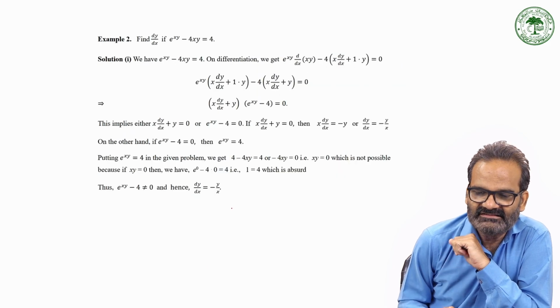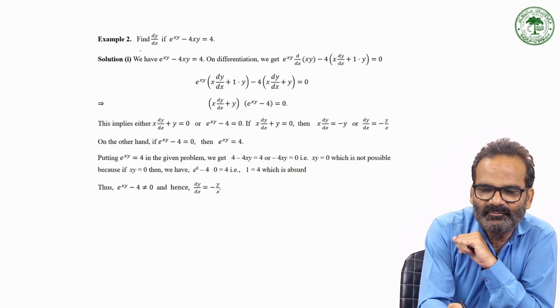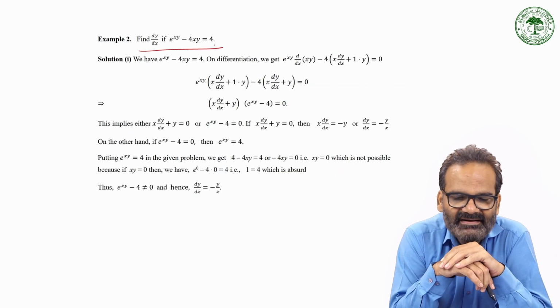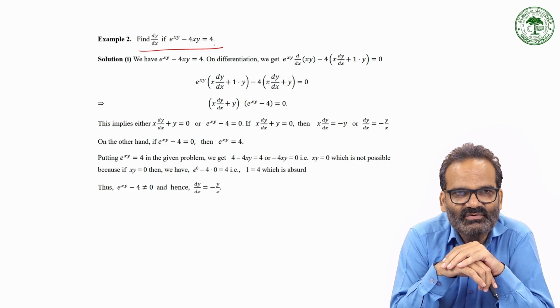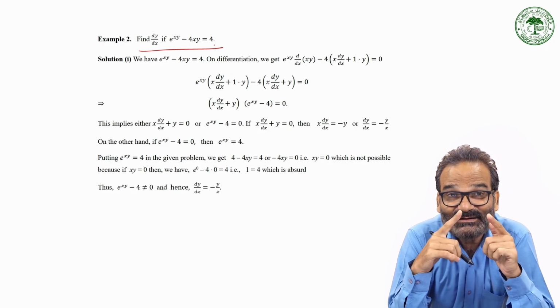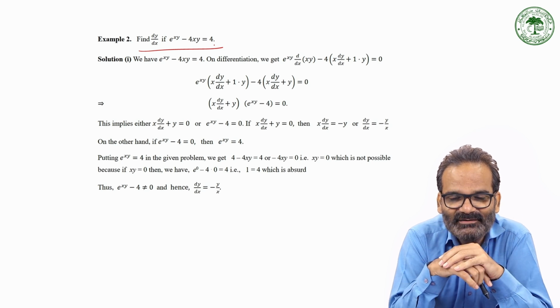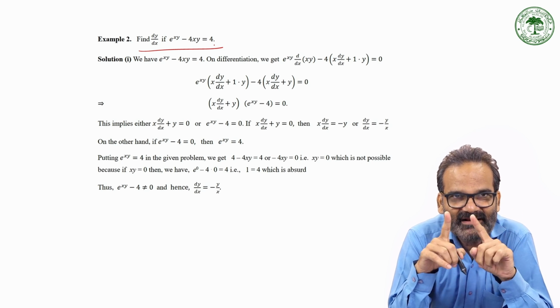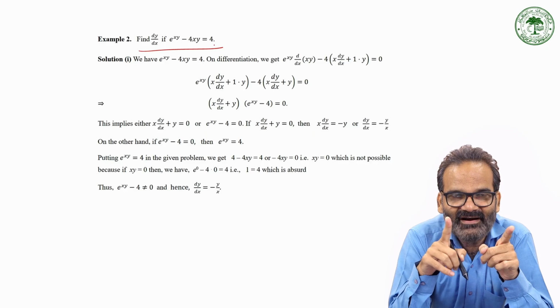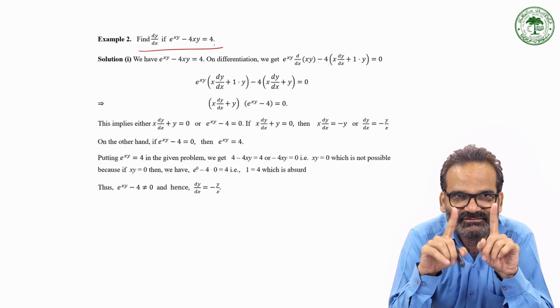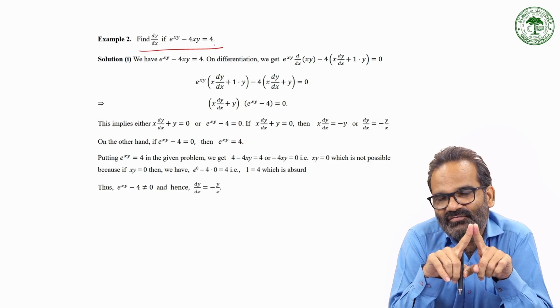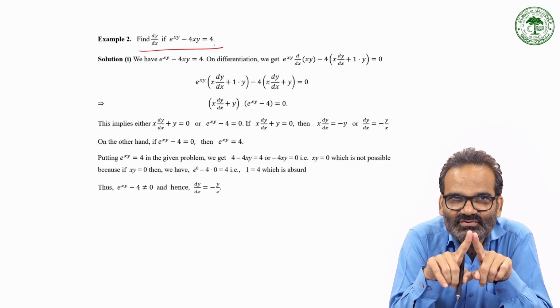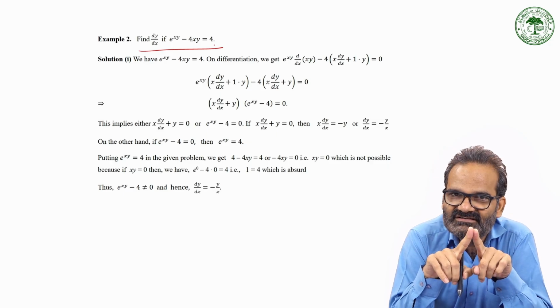Right? Take this example. This is a very good example. Find dy over dx if e raised to the power xy minus 4xy is equal to 0. See, e raised to the power xy, x and y are multiplied together, minus 4xy, 4 is a constant, and x and y are again multiplied together. So, whenever x and y are multiplied together in case of implicit functions, we will use the product rule to find the derivative.